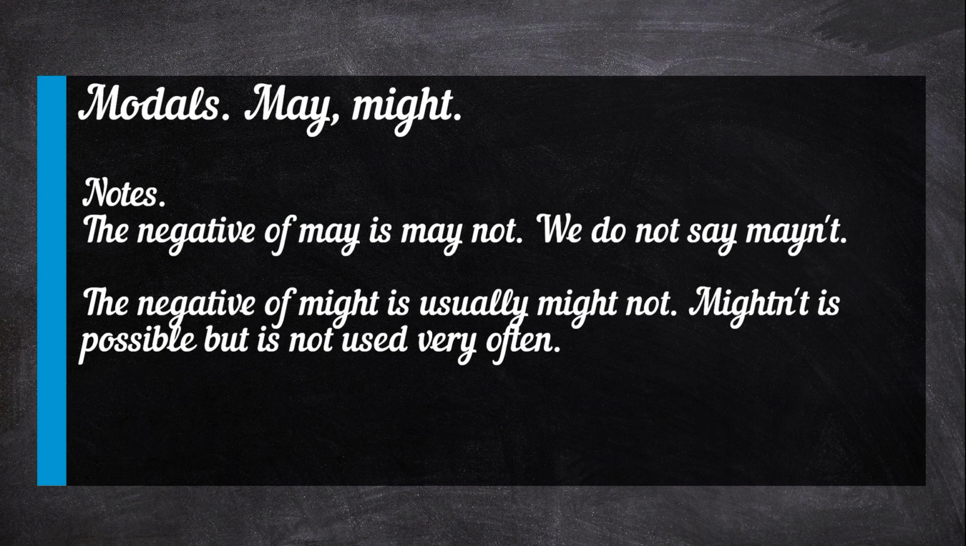Notes. The negative of may is may not. We do not say mayn't. The negative of might is usually might not. Mightn't is possible but is not used very often.